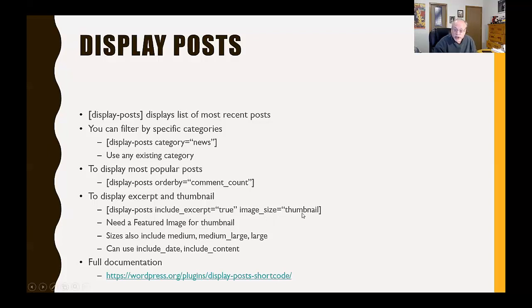Now you can use different sizes than thumbnail. You can use medium, medium large, or large. So if you want to work with excerpts and larger image sizes, you can do that simply by changing the image size to medium, medium large, or large. And there are other attributes you can add in: include_date, which includes the date of the post, include_content, which is the entire content of the post, and I actually have this demoed on our next screen. There's a lot of permutations and a lot of different attributes you can put into a display post.